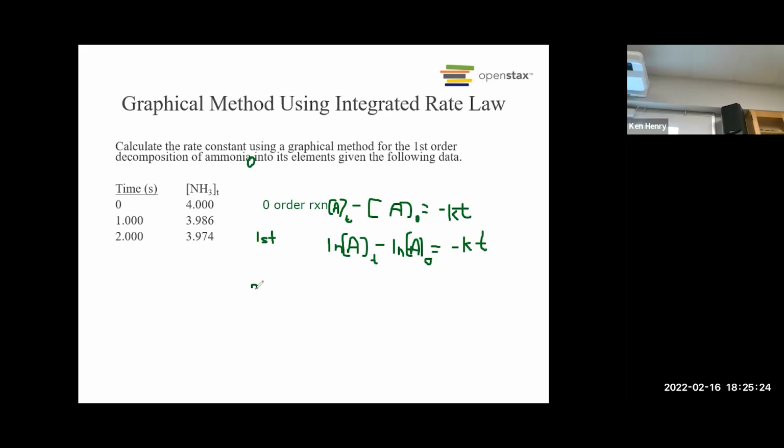And then a second order reaction is going to be 1 over A t minus 1 over A naught equals kt.